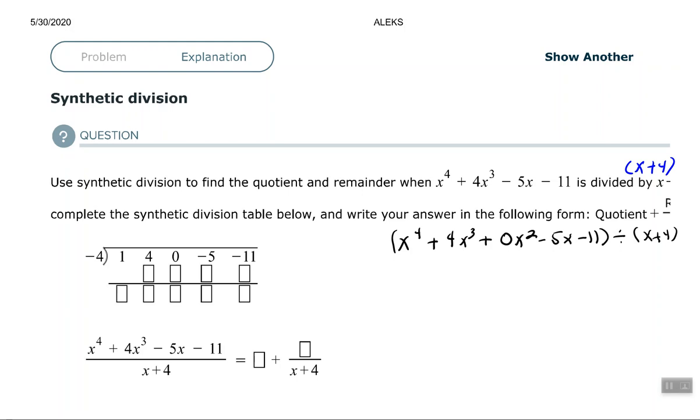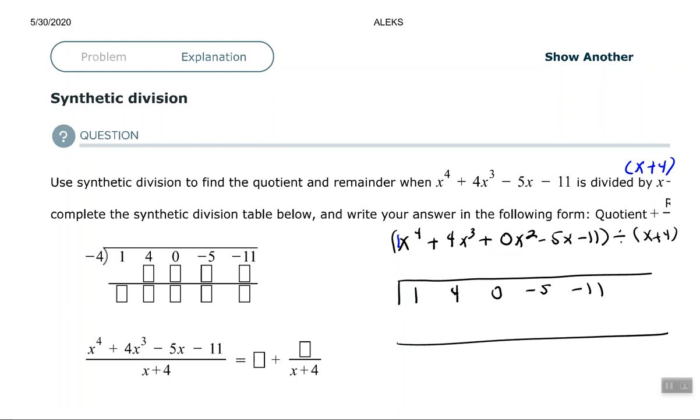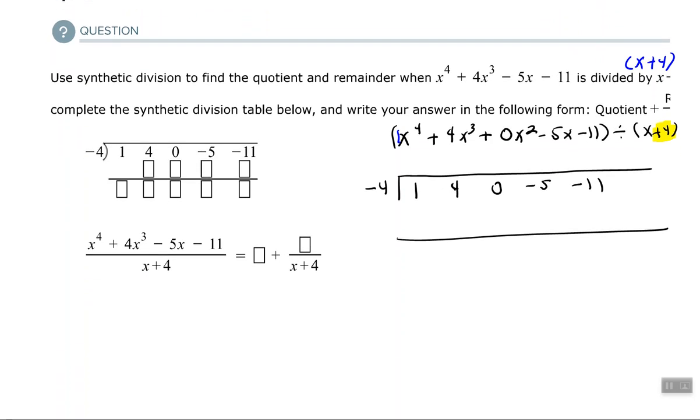All right, so let's set this up. On the inside, our coefficients go from the dividend. And remember, this is an understood 1 in front of x to the fourth. So 1, 4, 0, negative 5, negative 11. On the outside, it's always the opposite of whatever integer is in your divisor. So negative 4. All right. Now you may want to pause it at this point and try to see if you can go through the process and come back.